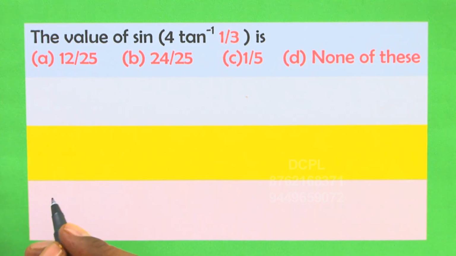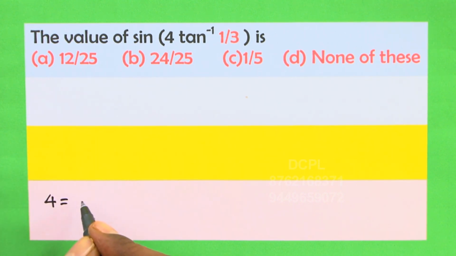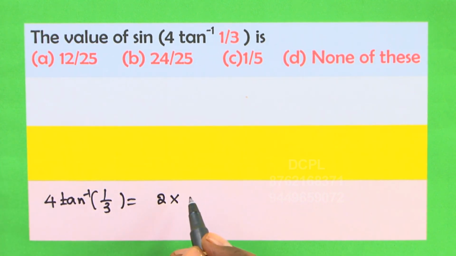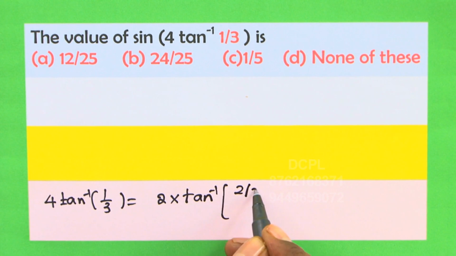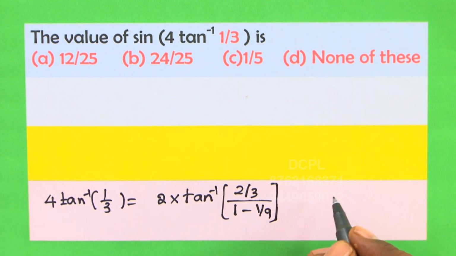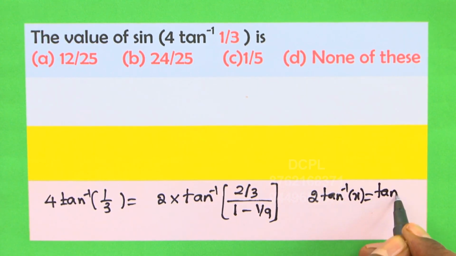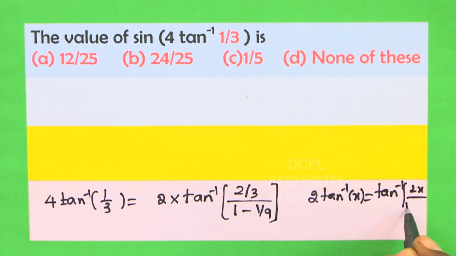This 4 tan inverse of 1 by 3, I will write as 2 into 2 tan inverse of 1 by 3. 2 tan inverse of 1 by 3, I will write as tan inverse of 2 by 3 into 1 minus 1 by 9. What is the formula I am using, dear students? 2 tan inverse of x is equal to tan inverse of 2x divided by 1 minus x square.